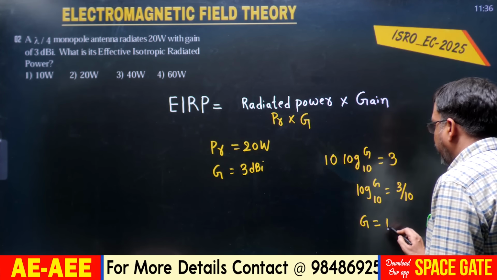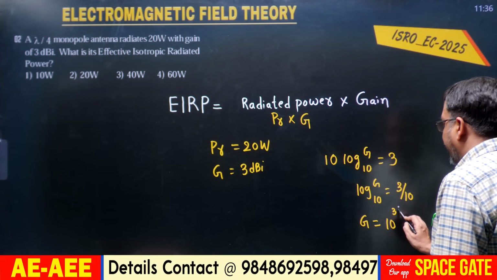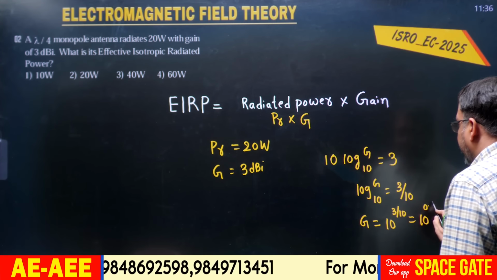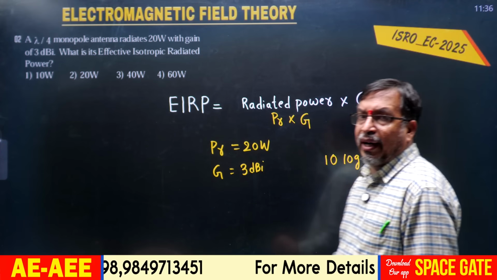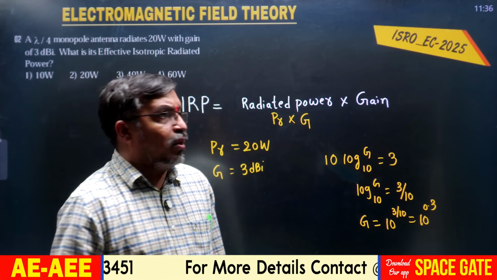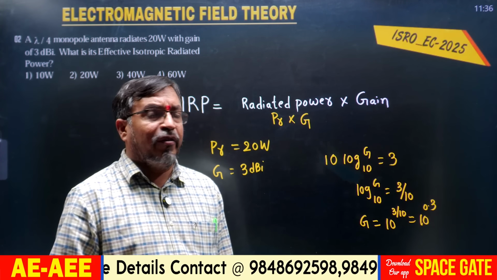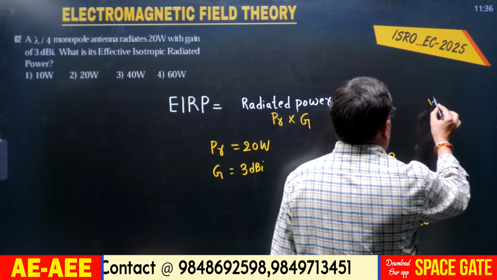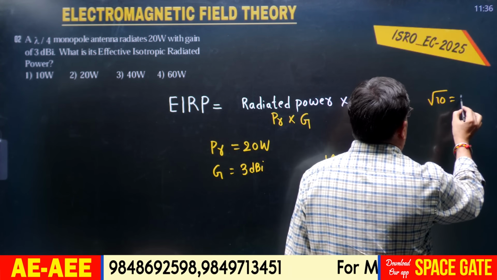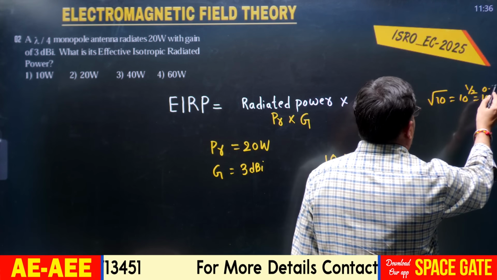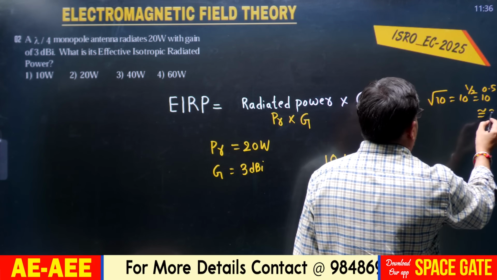Then G equal to 10 power 3 by 10. That equals 10 power 0.3. We know that root 10 is approximately 3. Root 10 means 10 power 1 by 2, that equals 10 power 0.5, which is approximately 3.